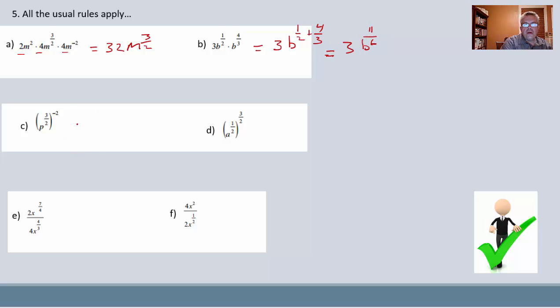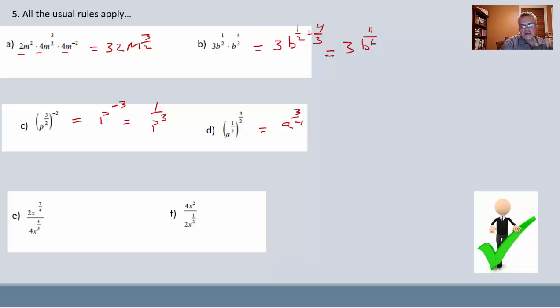Okay, a power to a power we multiply as usual. So this is going to be p to the 3/2 times -2, which is -3. And I'm going to write that as 1 over p to the +3. Again, power to a power we multiply. 1/2 times 3/2 is 3/4.